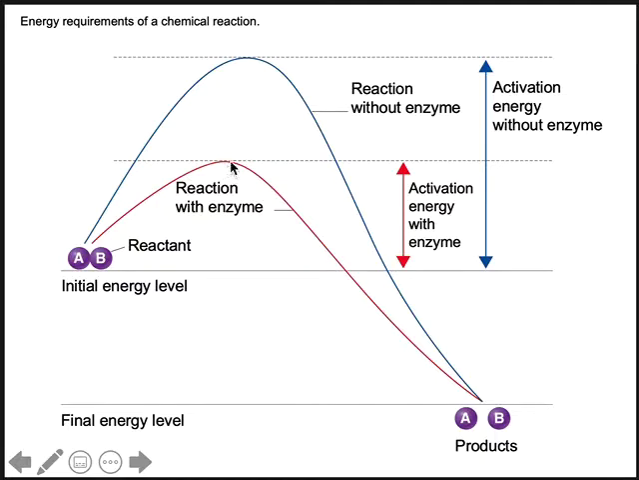So this red line represents the enzyme being present, and the blue line represents the reaction that does not have an enzyme. And so you see your initial energy level here, and A and B are the reactants that you're starting with. You would need to add all of this energy from here all the way up to here in order for the reaction to happen without an enzyme. And so that difference from where you started to where you have to get up to trigger the reaction is called the activation energy.